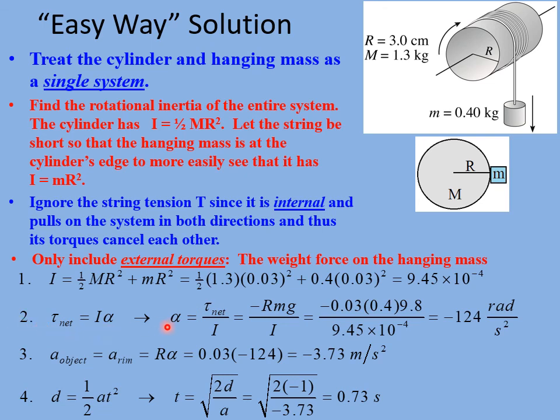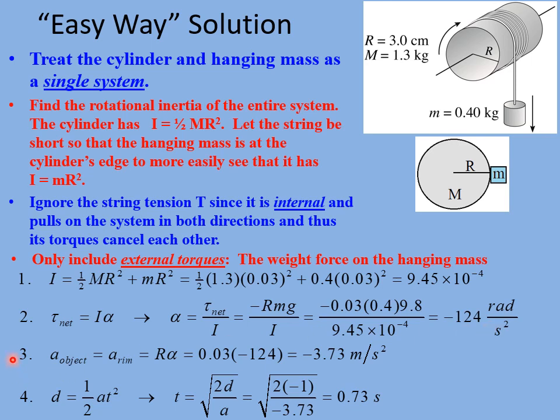Net torque equals I alpha. So alpha is equal to net torque divided by I. And the net torque on this system, well, here we've got this hanging mass again at a distance of r from the center. So that's going to be r times the weight of the hanging object, which is mg. And the minus sign, because of the direction of rotation, is clockwise. So again, I can plug in all these numbers now that we know, and we come up with an alpha, angular acceleration, of negative 124 radians per second squared.